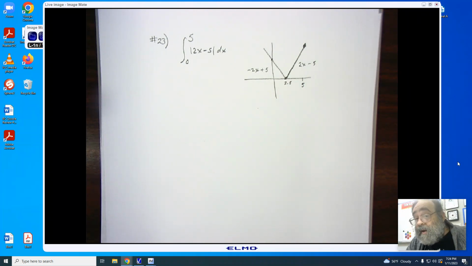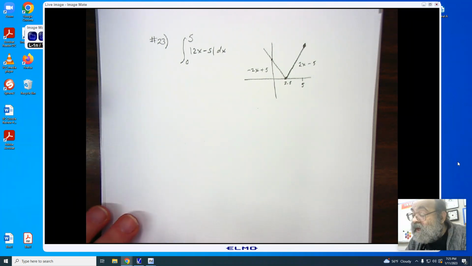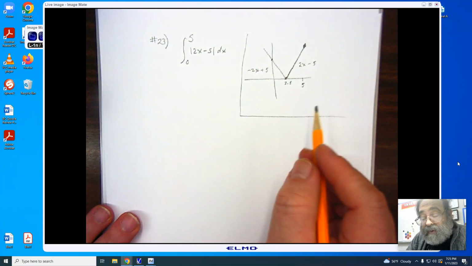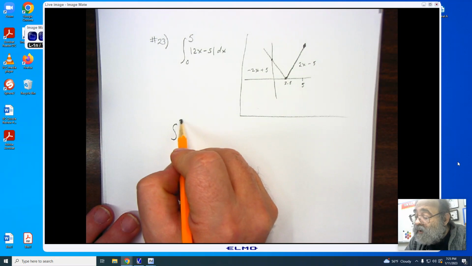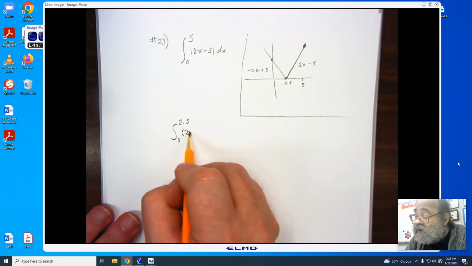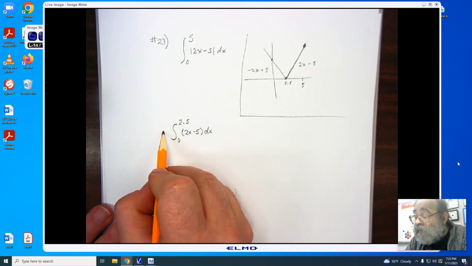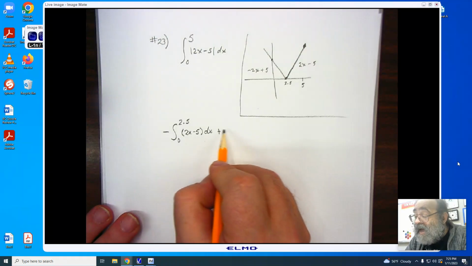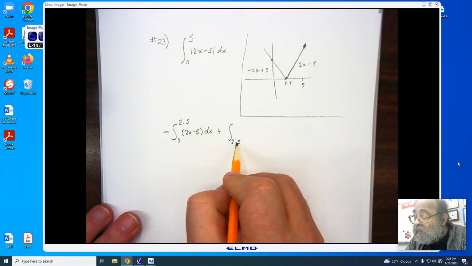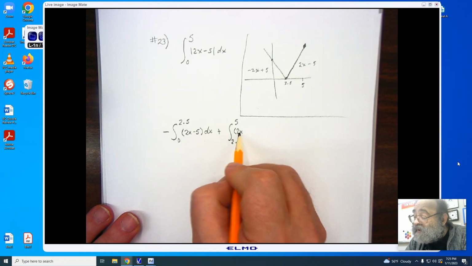So instead, what I would like you to think about is this act of an absolute value making the negative portion opposite. And the negative portion is going to be that piece which is to the left of the vertex point. And we're going to create two distinctly different integrals. The first integral is 0 to 2.5 of the equation 2x minus 5 dx. Because this is the left side, we're going to make it a negative. And then we're going to add to it the positive side. 2.5 to 5 of 2x minus 5.